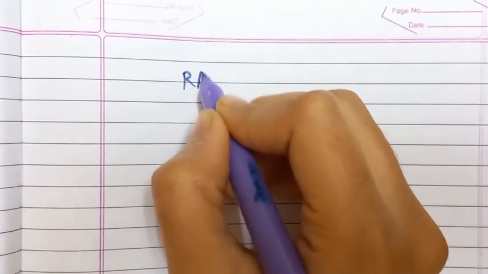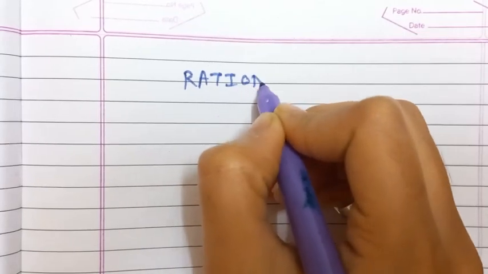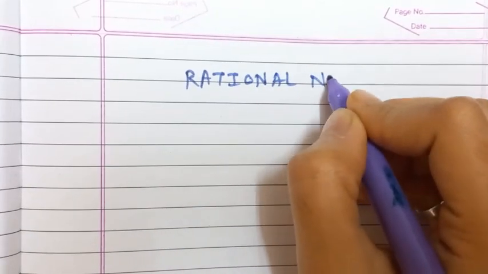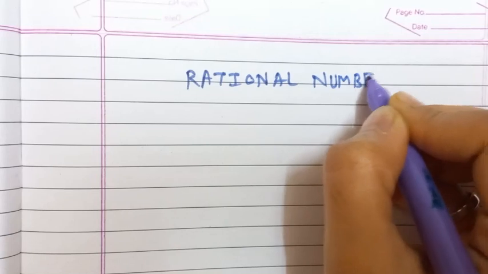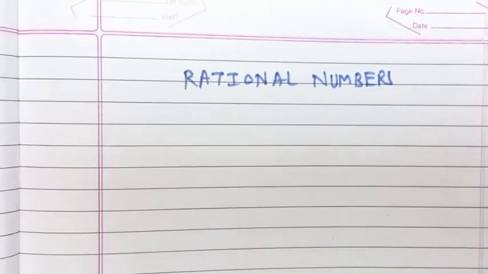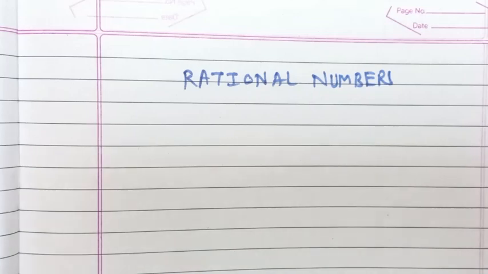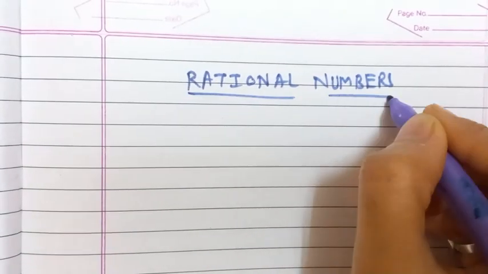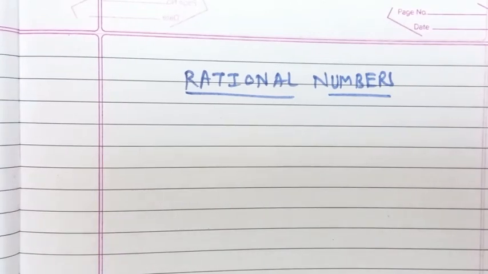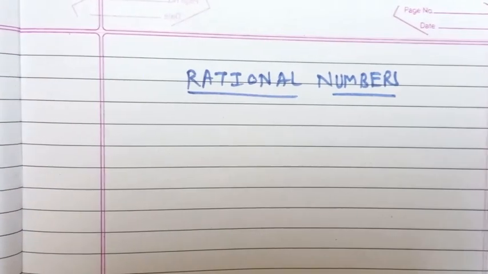Welcome to another video of rational numbers. In the previous video, we completed the associativity for whole numbers, integers and rational numbers. In today's video, we will see the role of 0 and the role of 1.